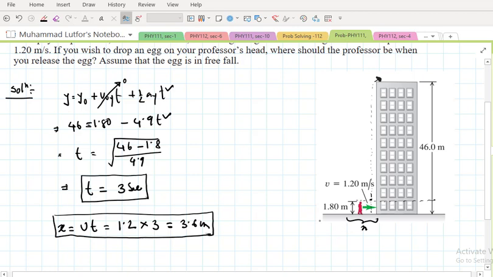strike the professor's head. You have to be very careful about the calculation this time, right? Unless you miss that time, then your egg is not going to strike the professor's head. I hope you can calculate this properly.